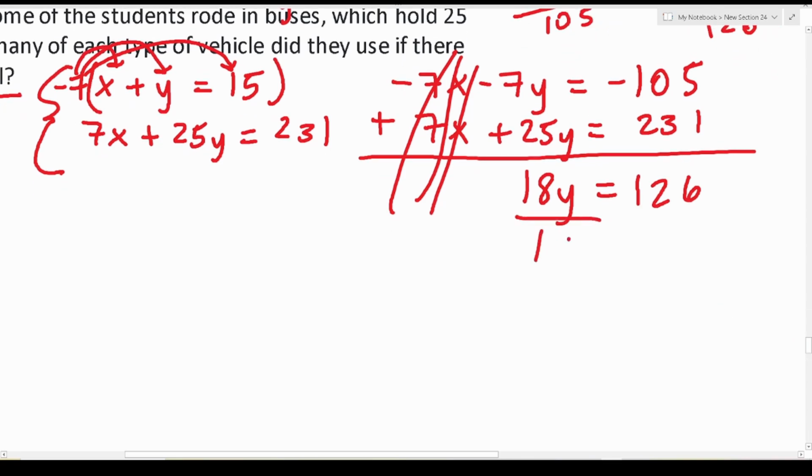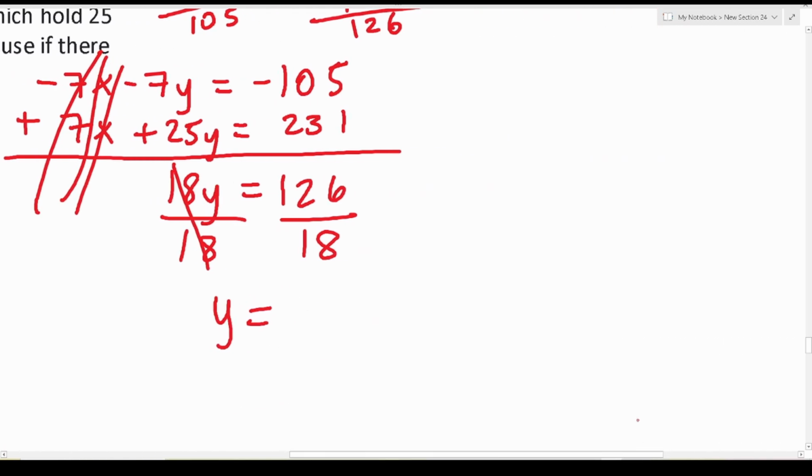Divide both sides by 18. This crosses out, leaving us with y equals 126 divided by 18. So that looks like this, 126 divided by 18. Now you might be saying to yourself, this is pretty hard to do. How can I figure this out?